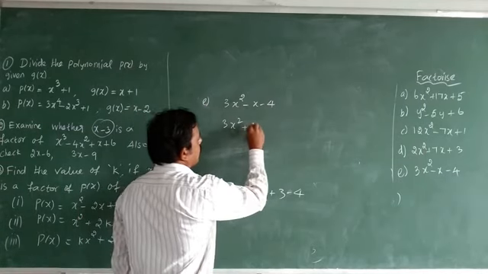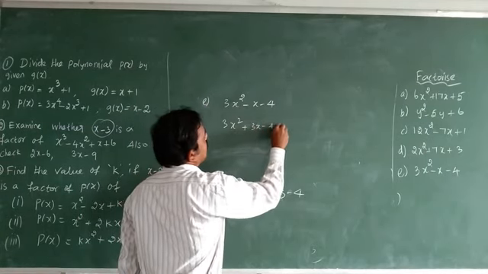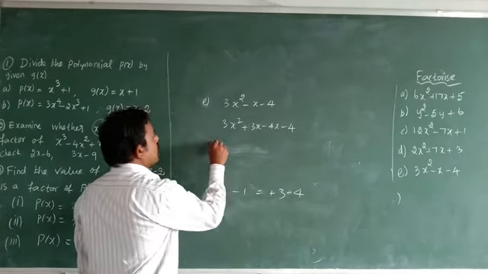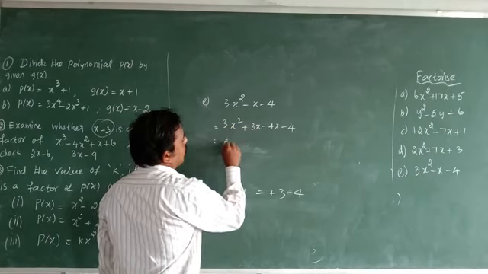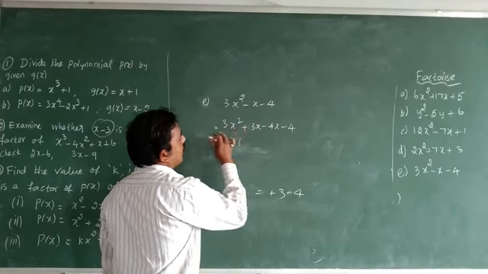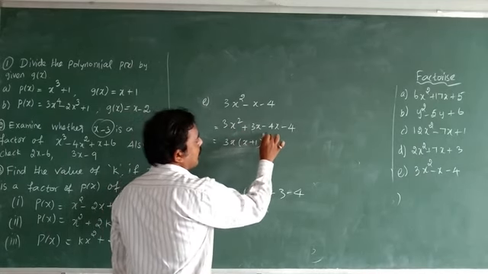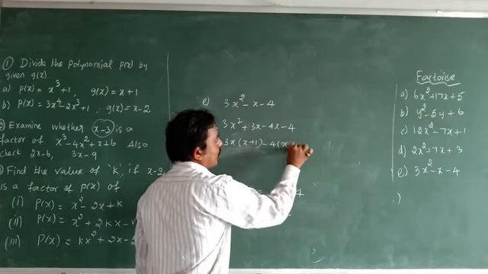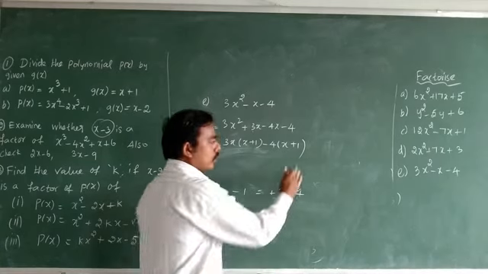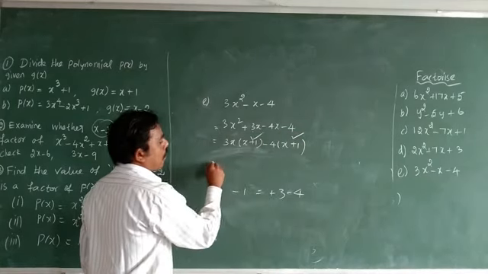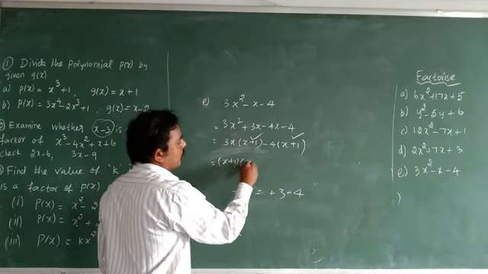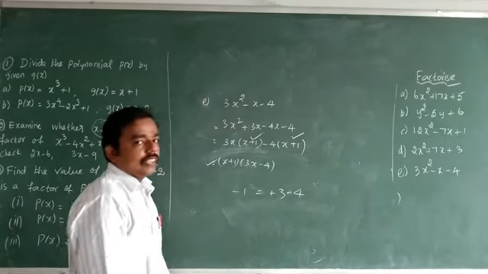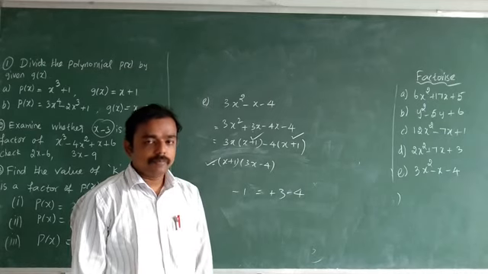So here 3x squared plus 3x minus 4x minus 4, using middle term separation. Here 3 is common, x is also common. So x plus 1. Here minus 4 into minus 1. So minus 4 into x, here also plus 1. Don't write minus 1. Now x plus 1 is common. So x plus 1 into 3x minus 4. So this is the factor. So like that you need to do. Right. Thank you.